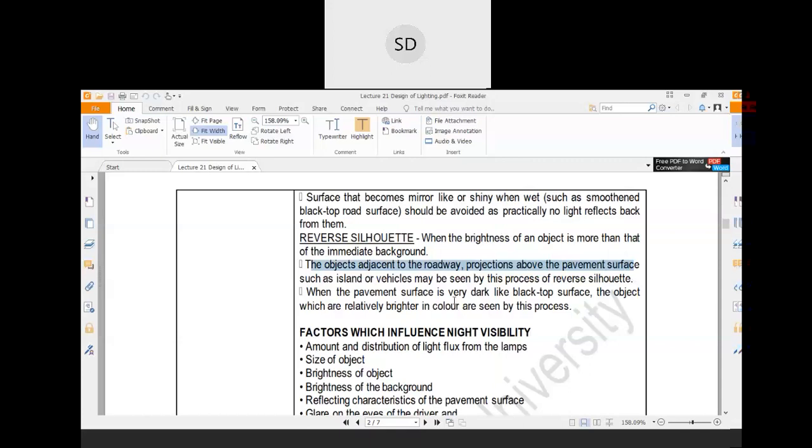Now when the pavement surface is very dark like a blacktop surface, the objects which are relatively brighter in color are seen by this process. So whenever there is a blacktop surface, to enable this reverse silhouette, what you have to do is paint the edges of the road with white or yellow paint, or put some light reflecting objects near the edges of the road so that the drivers may have an idea about the road boundaries.